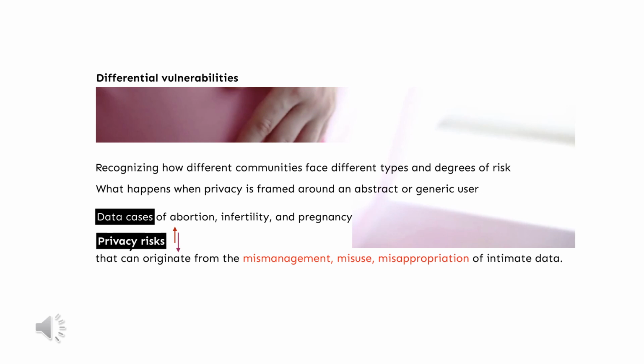We specifically explore the privacy risks from the mismanagement, misuse, and misappropriation of intimate fertility data. To illustrate this, we use 3 data cases: abortion, infertility, and pregnancy. Examples that might inflict differential harm include intimate partner violence, suffering from unwanted childlessness, or tracking the menstrual cycles of migrant populations in order to deprive them of their reproductive rights.